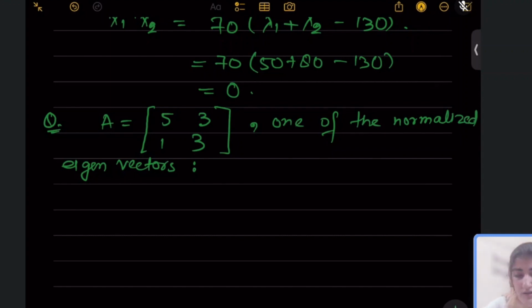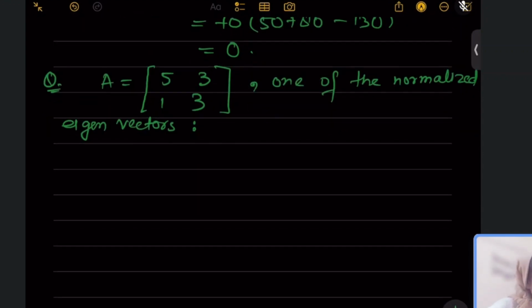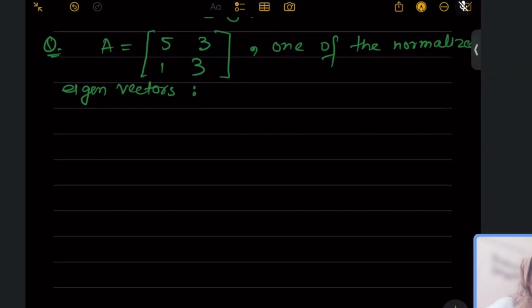So please try to do it on your own. Firstly, you have to find the eigenvector and then you have to normalize it. I want you to solve it on your own. So I am giving you 2 to 3 minutes and tell me what you are getting. I will give you options also.